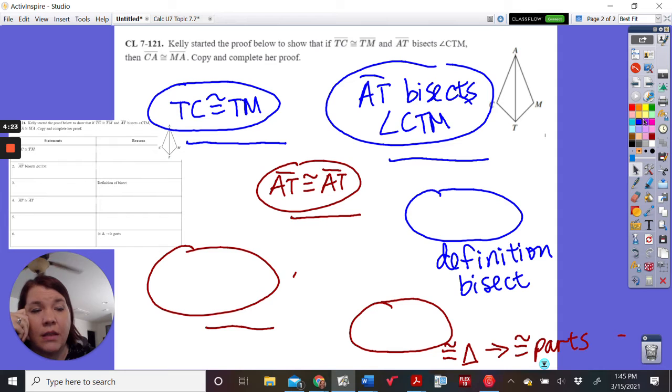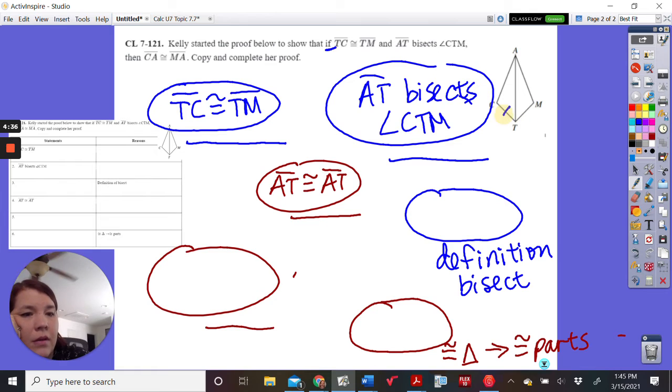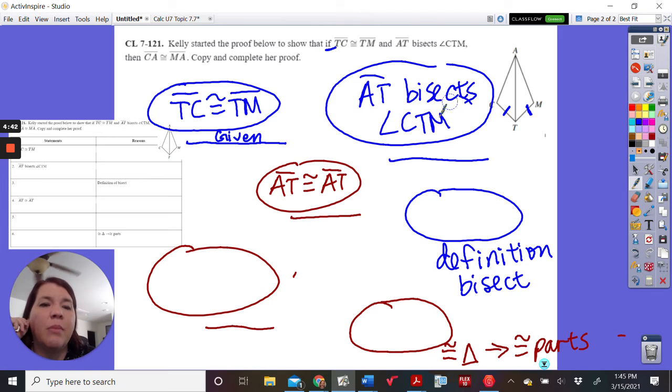Let's go ahead and see if we can fill in our blanks. TC and TM are congruent. So that was given information because they told me that, right? If TC and TM are congruent, so that's given. AT bisects angle CTM, that's also given. I want that to be a different color.